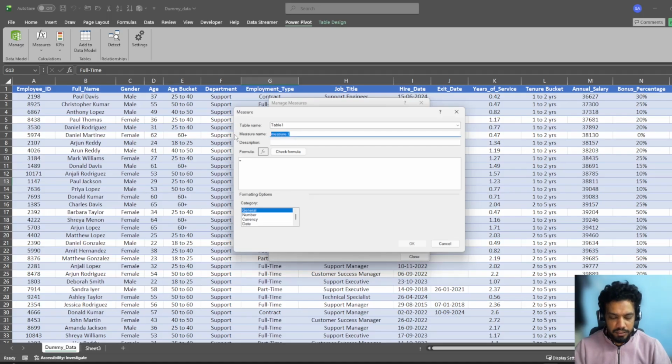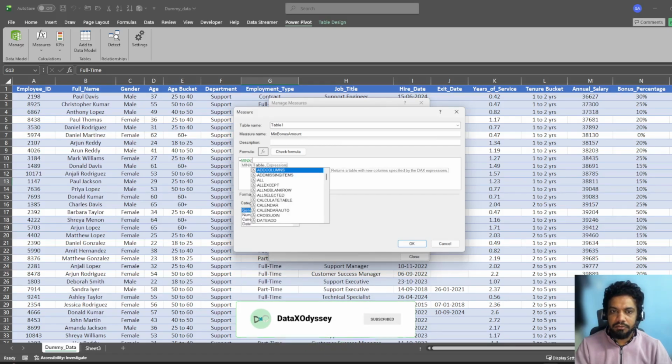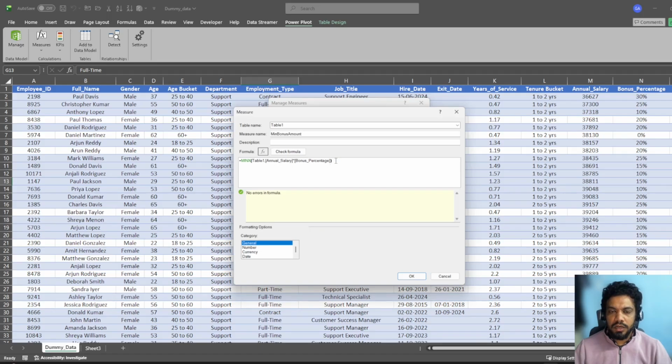So I'll apply, let's say, minimum bonus amount, and then I'll say MINX, which means it will take the table first, and ours is Table 1, and the expression will be the annual salary, and then we will multiply it by bonus percentage. So this function will calculate the bonus for everybody row by row, and then it will give us the person who got the minimum bonus.